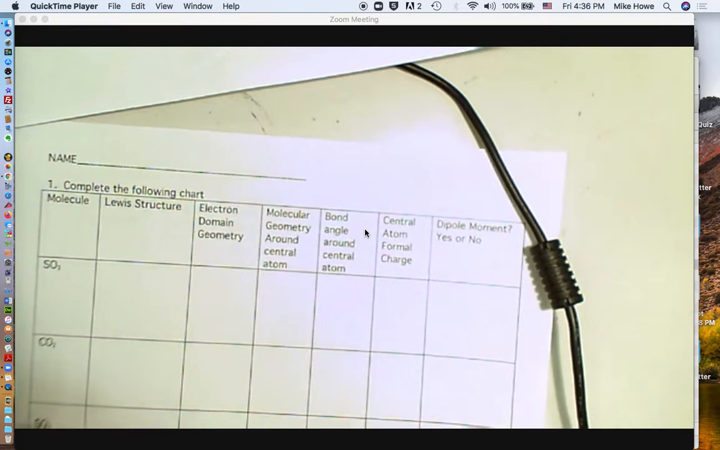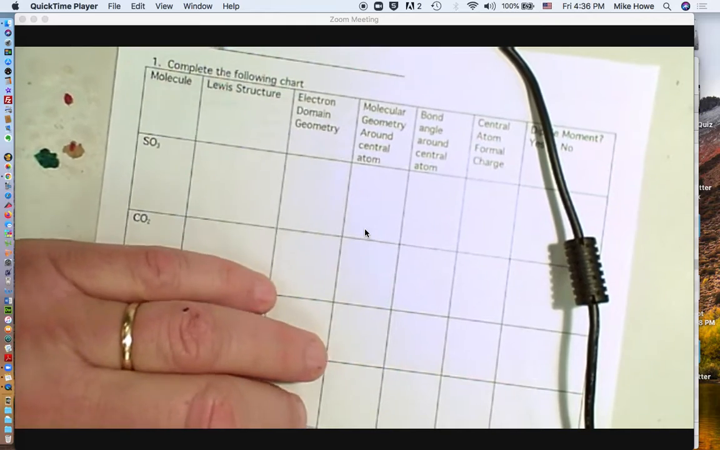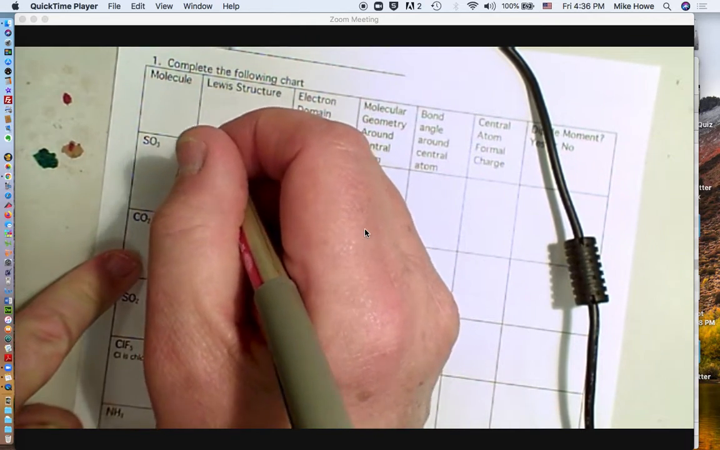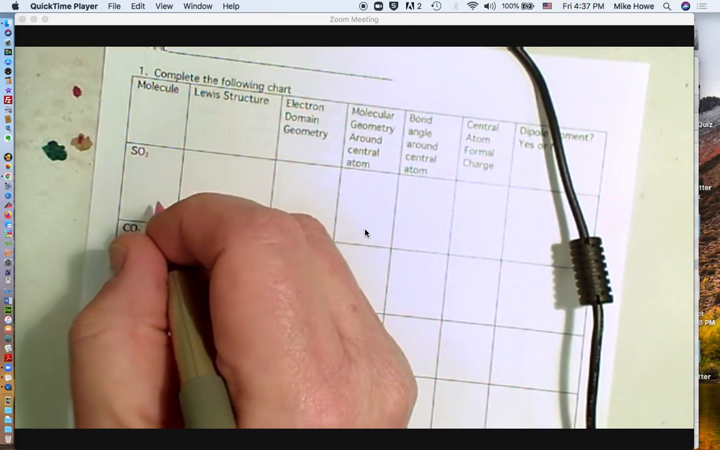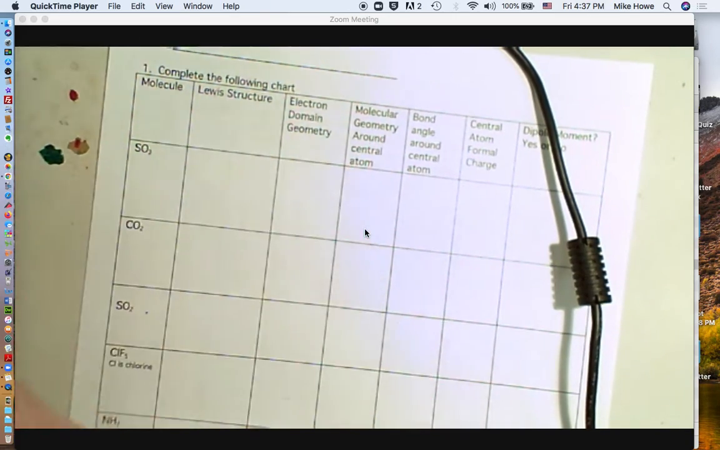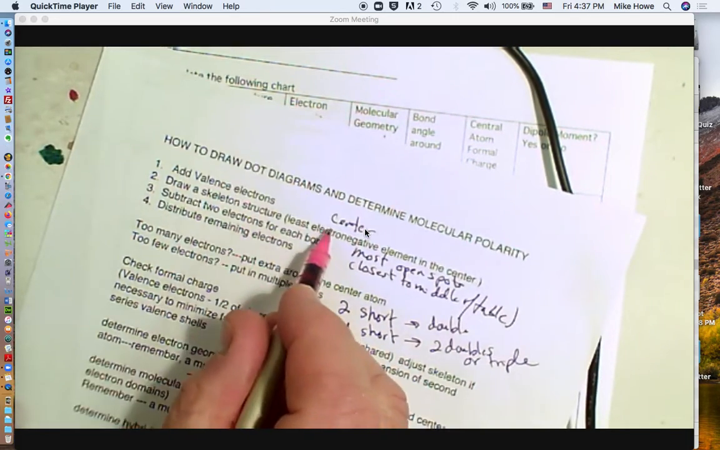So this is the SO3 side of the dot diagram test. You might want to watch both of these sides. When we're drawing a dot diagram, the first thing you need to do is count your valence electrons.